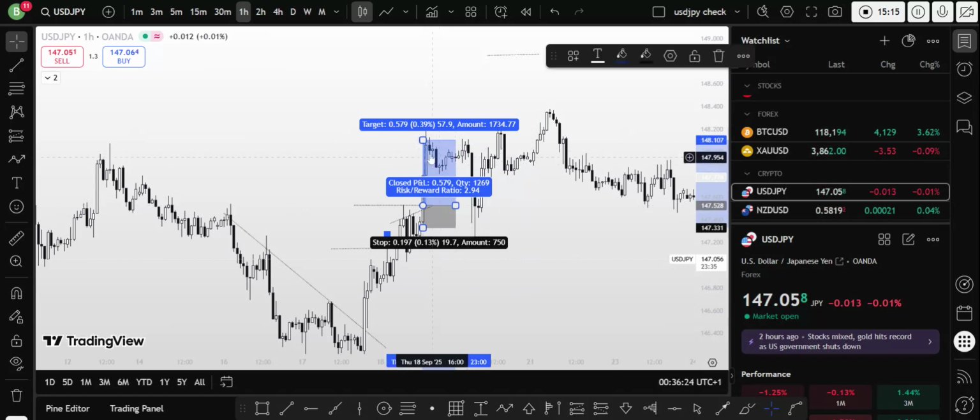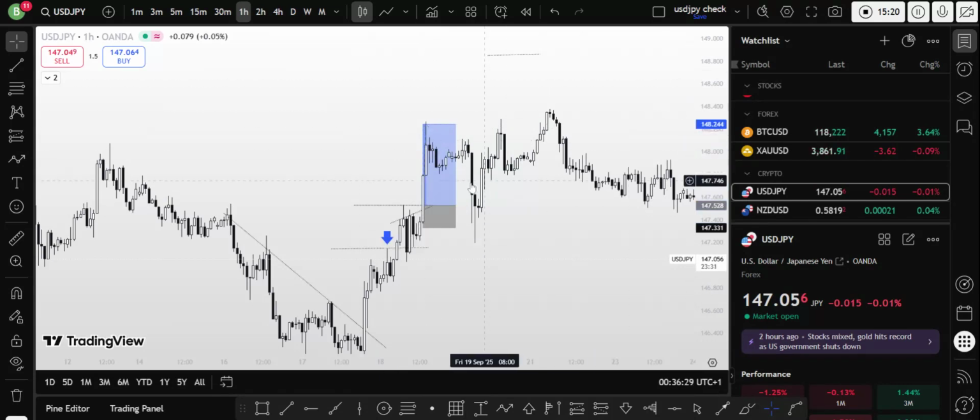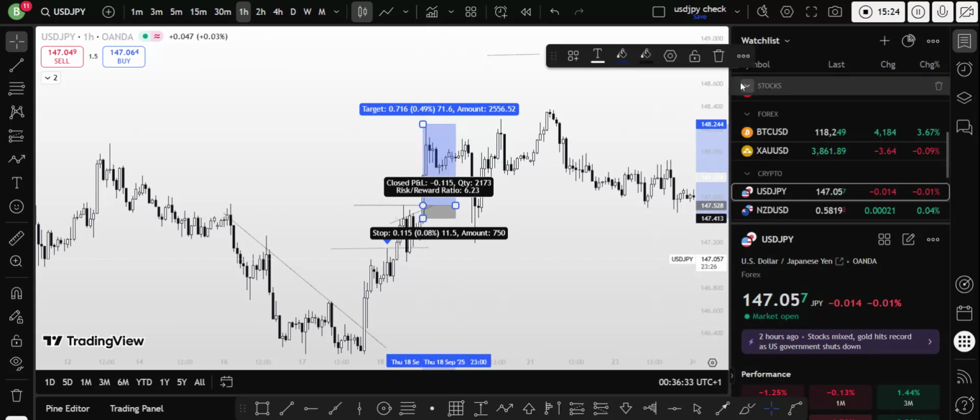I think our market did 1:3, 1:3, 1:4. Yeah, more than that, it depends on what you are risking. So it might be 1:7, it might be 1:6, 1:5.